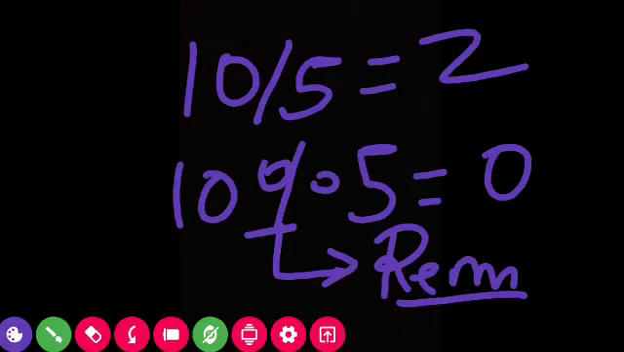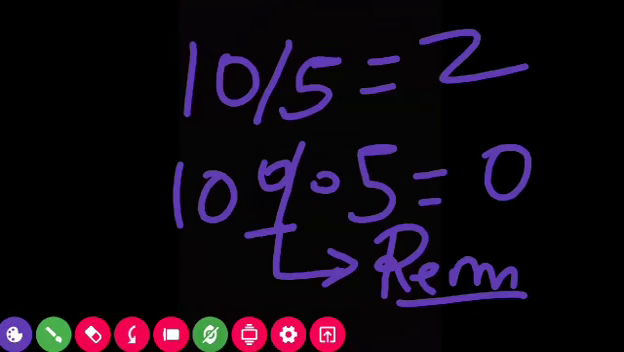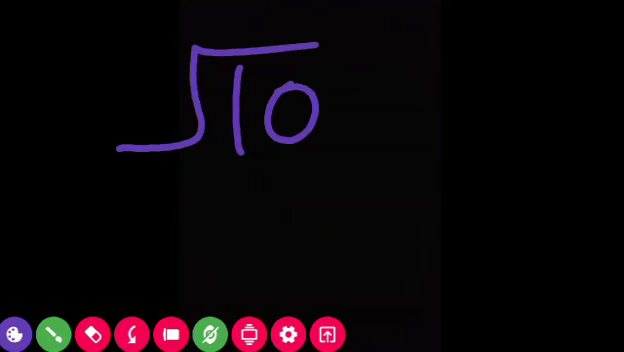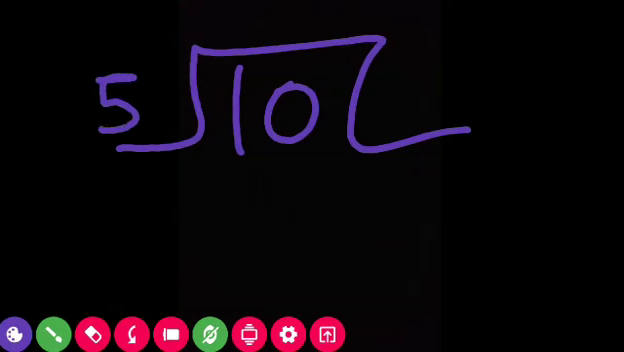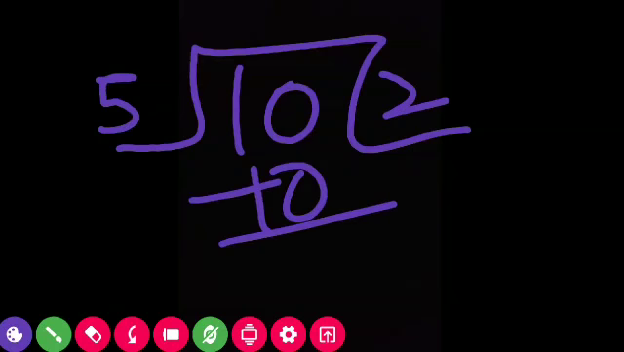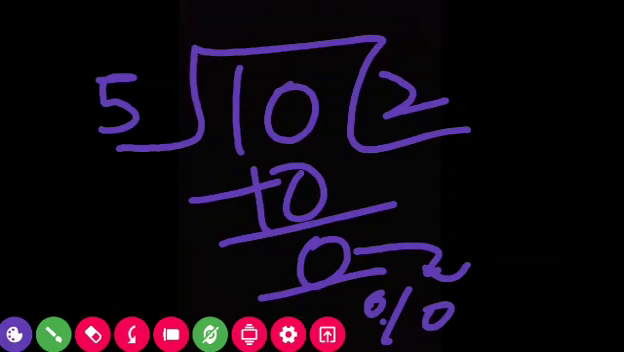Let me show you what I want to say. Let's say I have 10 and I divide it by 5. Now I know 5 2s are 10, so I'll write 2 here, and subtract this, I'll get 0. So this remainder is the answer of modulo division and the quotient is the answer of division.